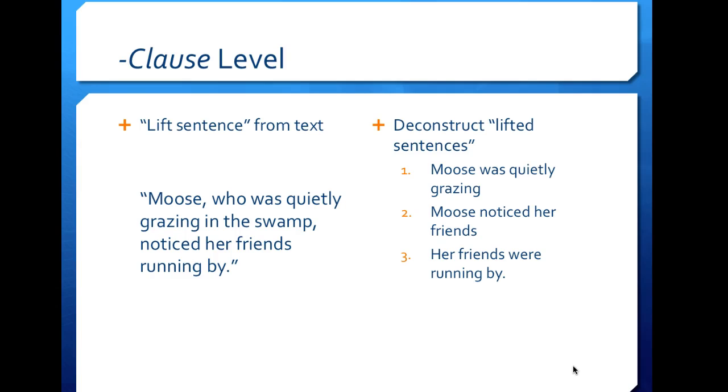You can lift a sentence from a text. Moose, who was quietly grazing in the swamp, noticed her friends running by. So what do we know about what's happening to Moose? Moose was grazing quietly. Moose noticed her friends. Her friends were running by. So you've got 3 lovely phrases lifted from this one sentence. You wouldn't think that would be a very difficult sentence, but it actually can be. But this helps ELs access the language and access reading.